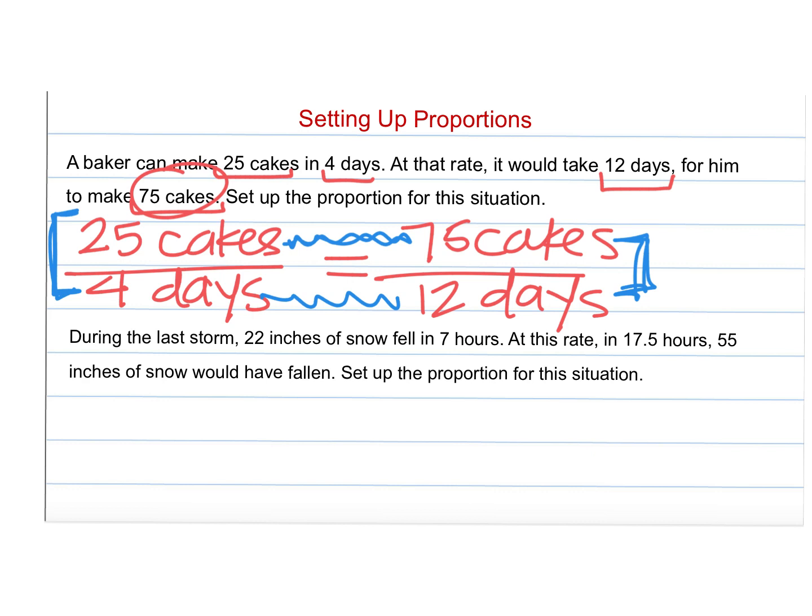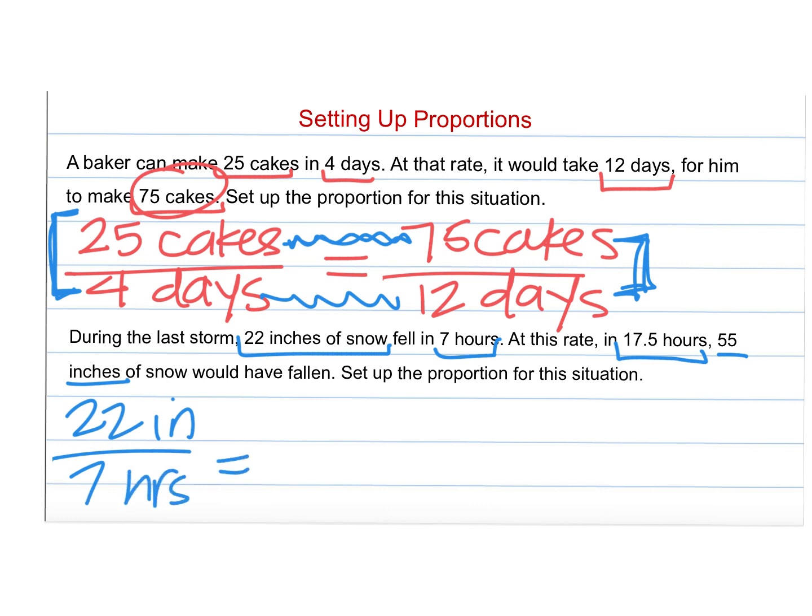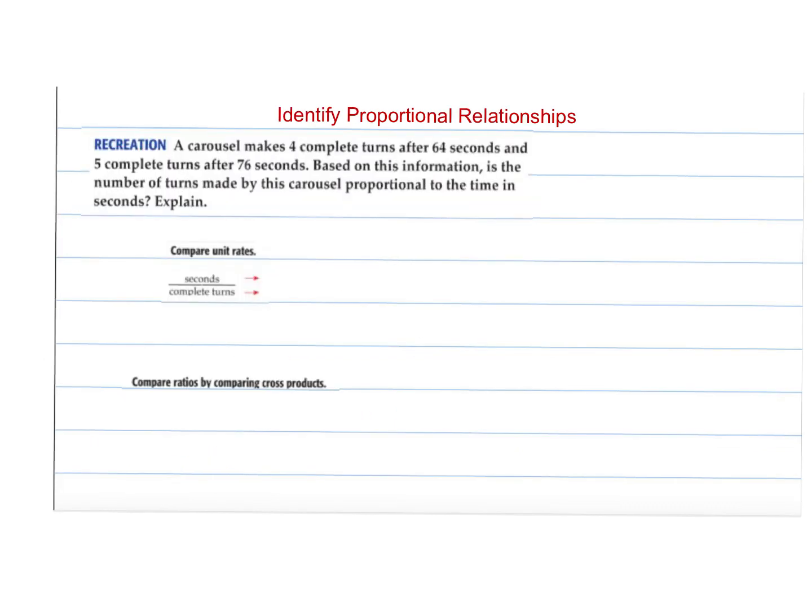During the last snowstorm, 22 inches of snow fell in 7 hours. At this rate, in 17.5 hours, 55 inches of snow would have fallen. So we could do 22 inches in 7 hours, but then we just need to make sure I know that inches is going to be on the top, hours on the bottom. So then it would be 55 inches, 17.5 hours.